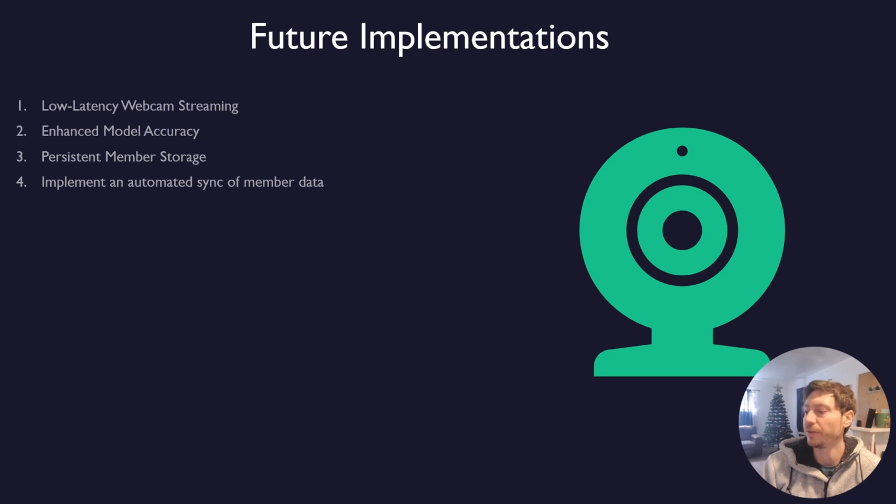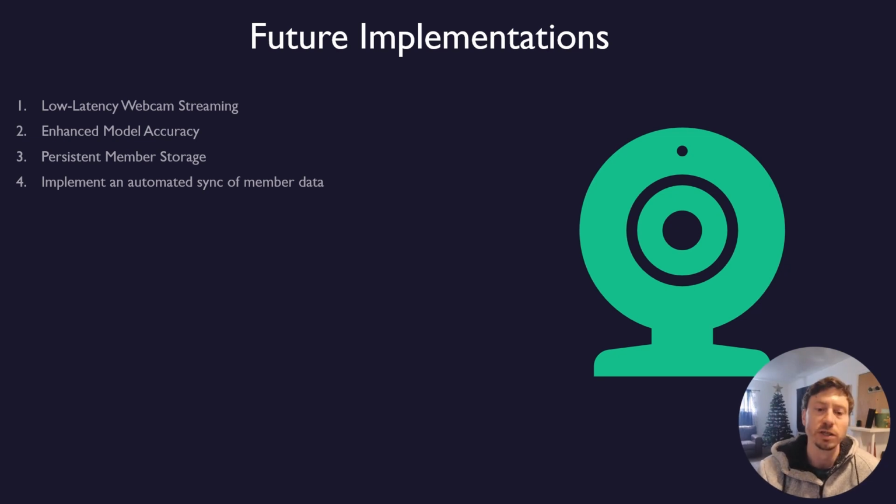All right, so what are the future implementations that I wish to accomplish with this, right? Improve the webcam speed. It's a little bit of a lag, so I'd like to improve that a little bit. Enhance model accuracy. Try out other models that are made for better accuracy for face detection, maybe a MobileNet model or some better CNN models.